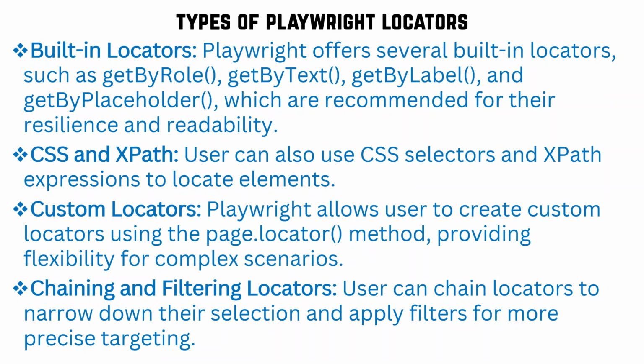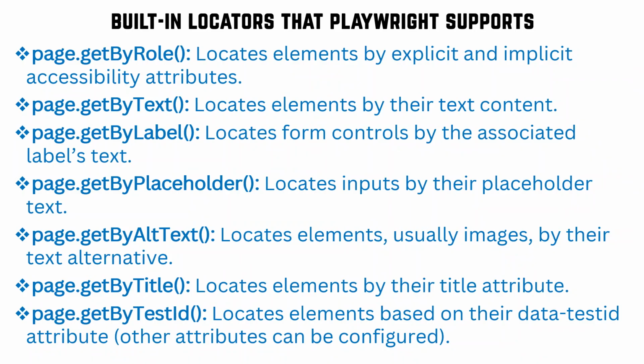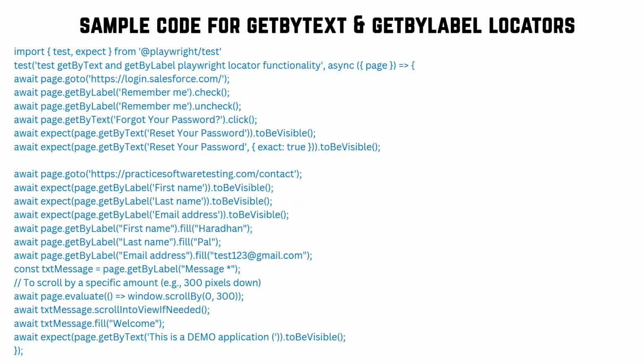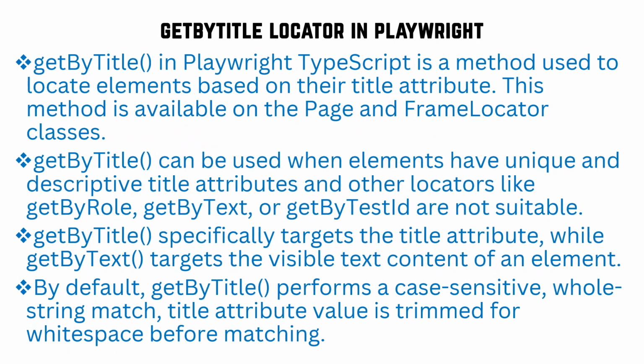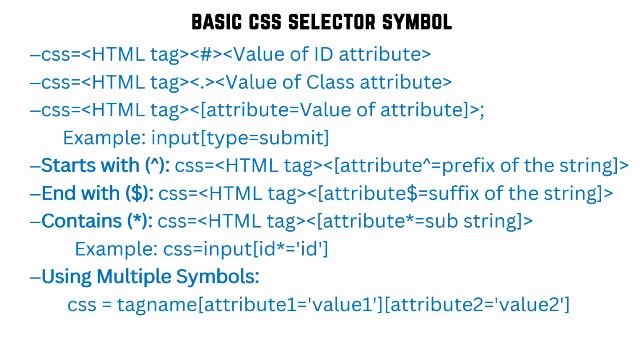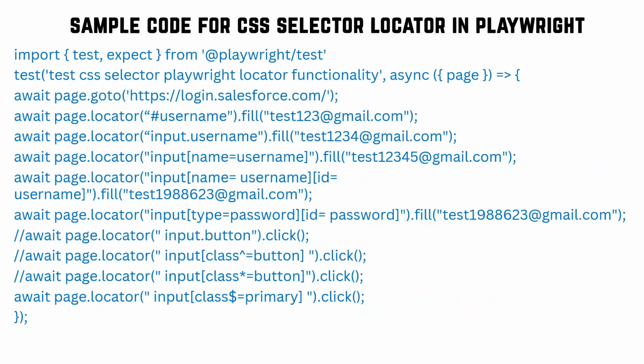In Playwright there are three types of locators, primarily: built-in, then custom locators like CSS and XPath, then chaining and filtering options. Seven built-in locators are available: get by role, get by text, get by label, get by placeholder, get by alt text, get by title, and get by test ID. In case some locator is still not working, you can go with a custom locator, XPath or CSS. For CSS, you can go with the tag name, square bracket, attribute equal to value, or you can use the ID or class. CSS supports starts with, ends with, contains, and multiple symbols also.